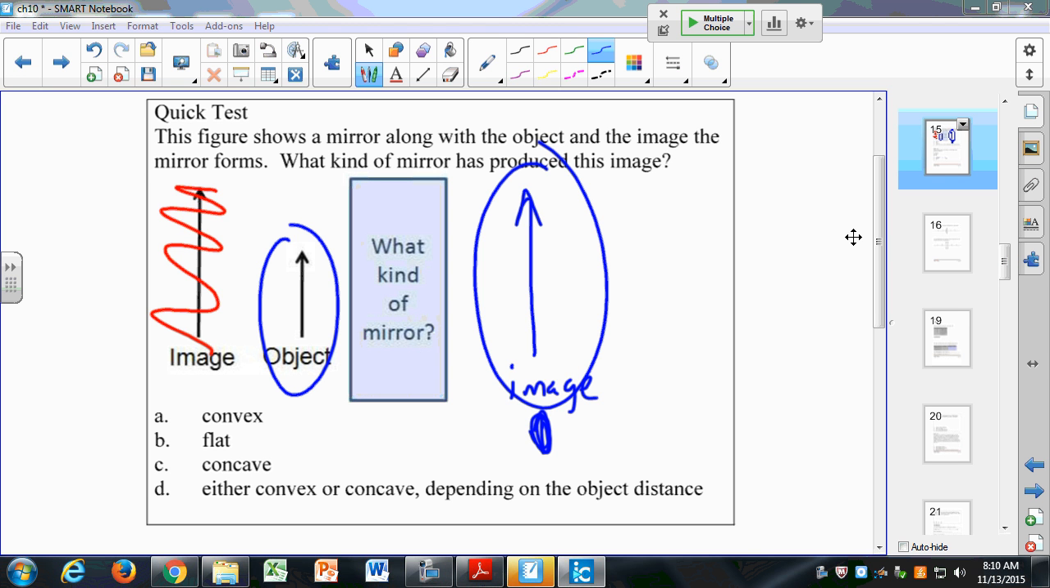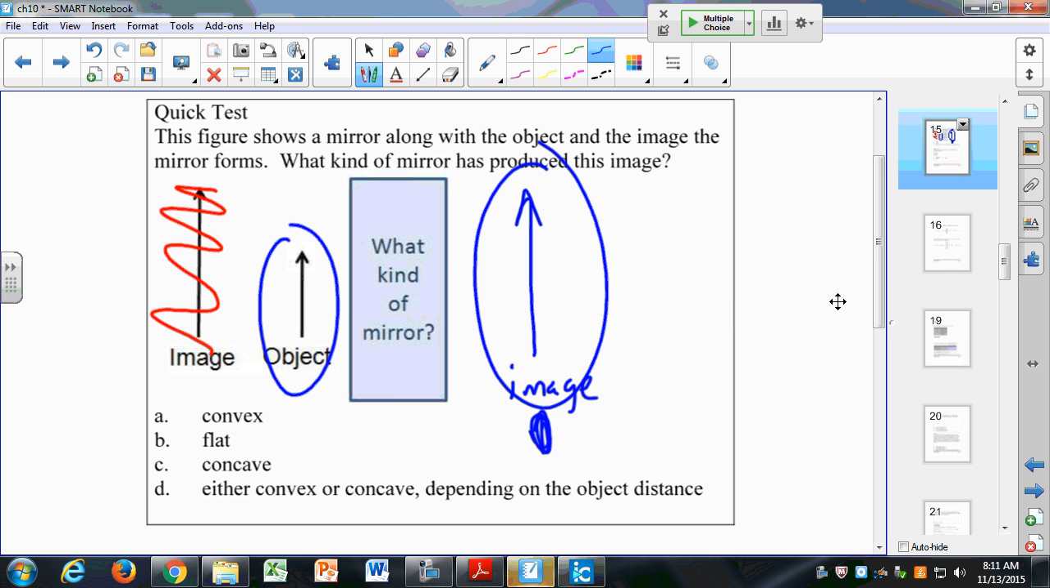If the image was the same size as the object, it would be a what? It would be a flat mirror. If the image was over here, it could only be a concave mirror, and the image would have to be inverted. Concave mirrors are the only mirrors that produce real images.